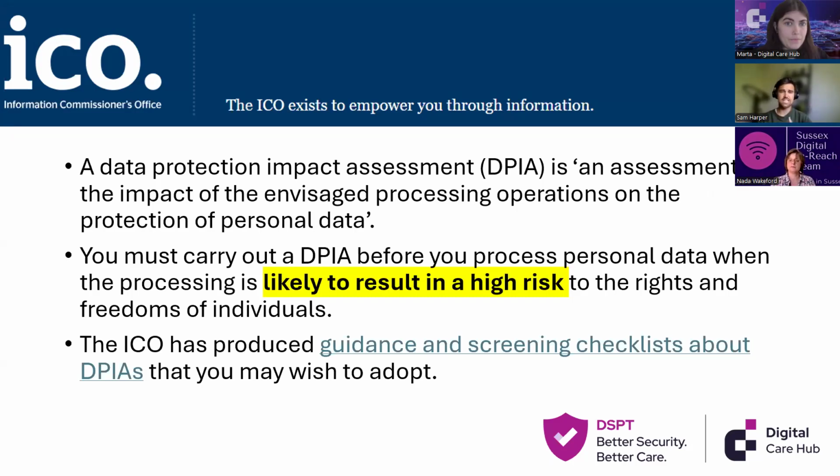Now, what the ICO say is that a data protection impact assessment is an assessment of the impact of the envisioned processing operations on the protection of personal data, and you must carry one out before you process personal data, when the processing is likely to result in a high risk to the rights and freedoms of individuals. So I'll say that again. You must carry this out at first point. So this is before you actually process the data. So you need to identify this, and you need to do it when the processing is likely to result in a high risk. And we get into what a high risk actually is with regard to personal data.